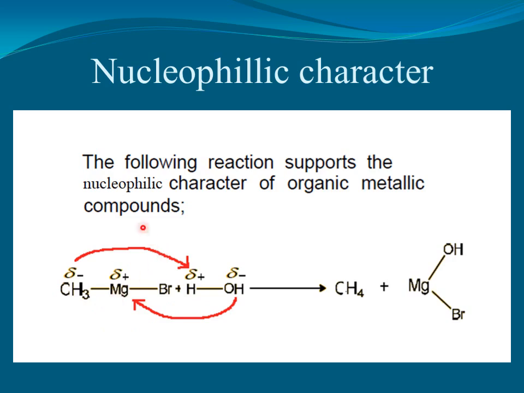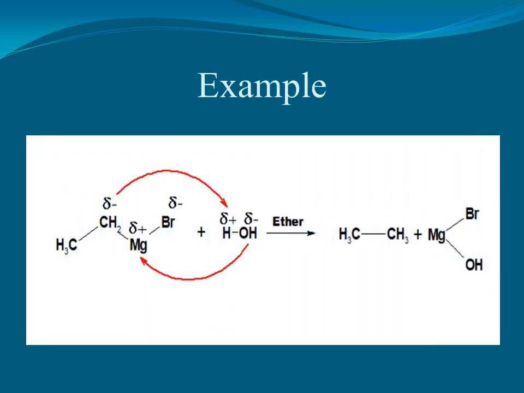Let us study another example. This is ethyl magnesium bromide. When it reacts with water, this carbon is going to attach with hydrogen of the water, giving you ethane. And this magnesium is going to attach with the hydroxyl ion, giving hydroxy magnesium bromide.